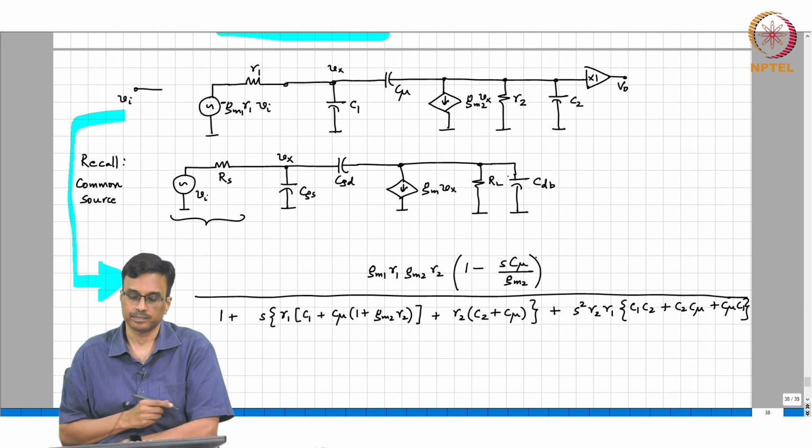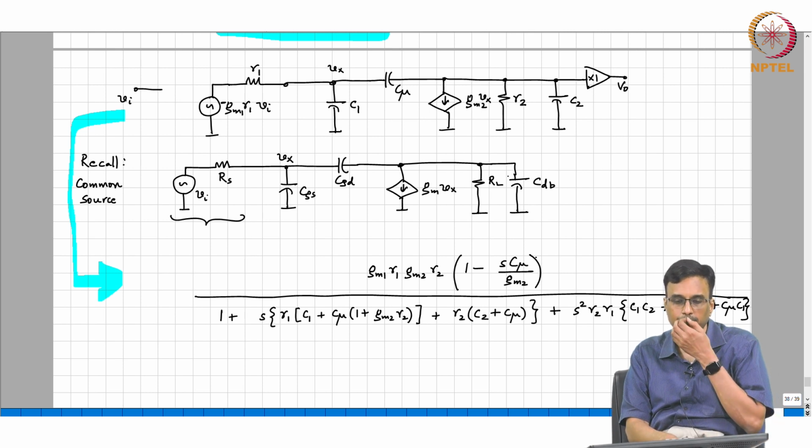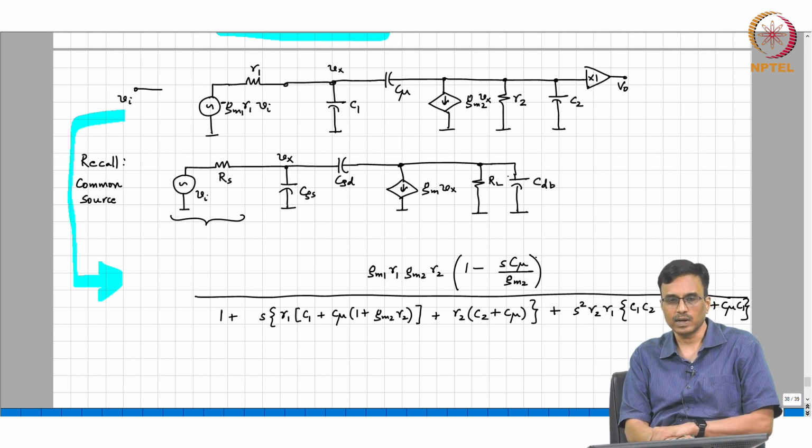Yeah. Okay, I mean, this is just the same expression that we have done earlier, except that we replace RS with R1, CGS with C1, CGD with C mu, and CDB with C2, RL with R2. Okay. So, the DC gain of the op amp as expected is GM1 times R1 times GM2 times R2. There is a right half plane 0. There are 2 poles, correct.